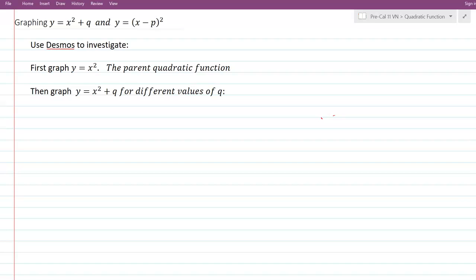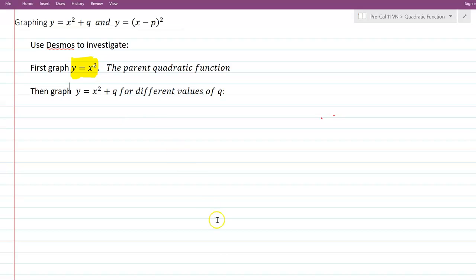First, though, I want to make sure that we know that the parent function of a quadratic function is written as y equal to x squared. That's a very basic function; we call it a parent function. Everything is referenced to the parent function when we are comparing. So the very first thing we're going to do is graph y equal to x squared, and then depending on what values of q we use, we're going to add or subtract and see what happens to the graph.